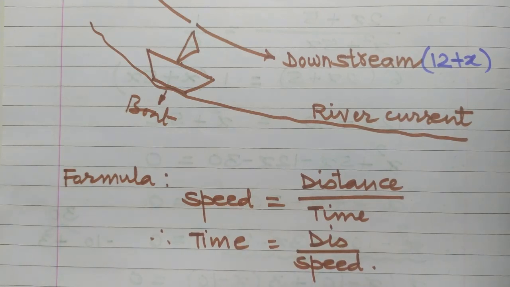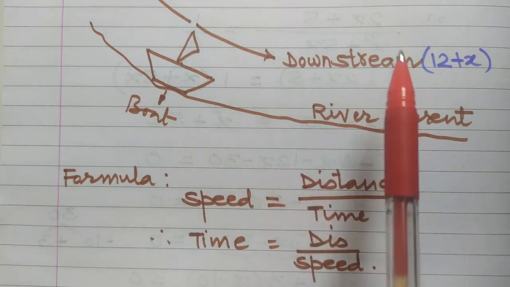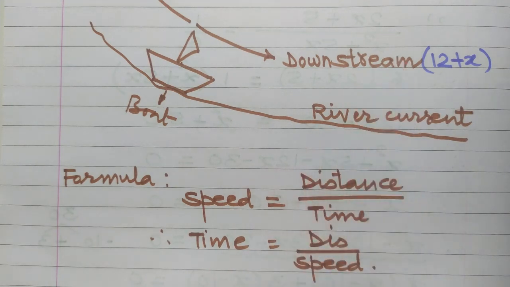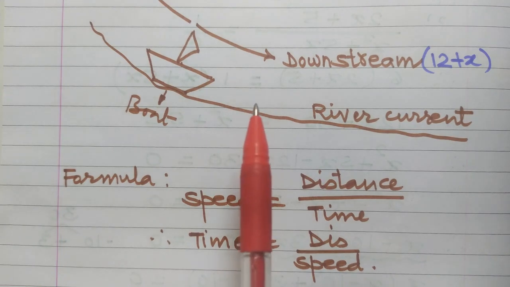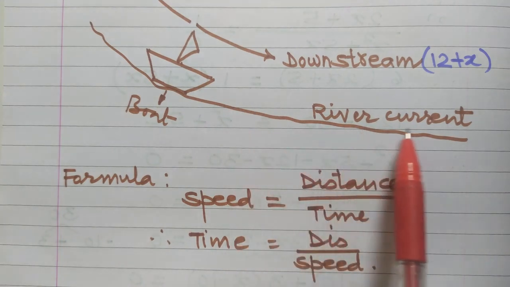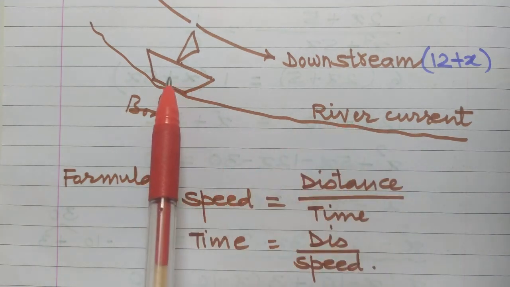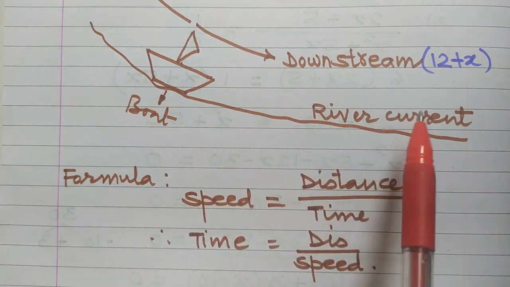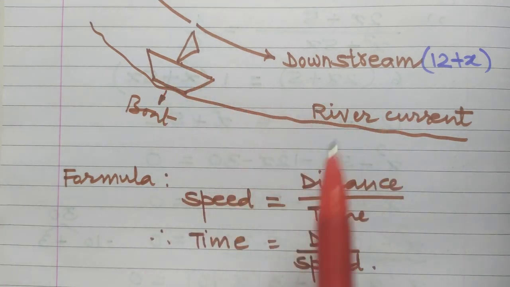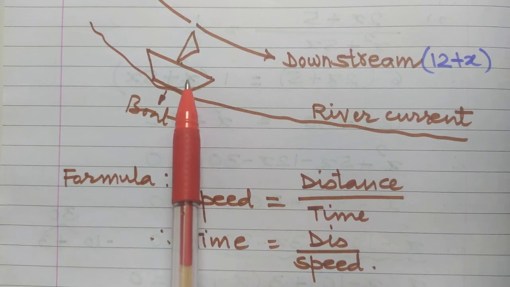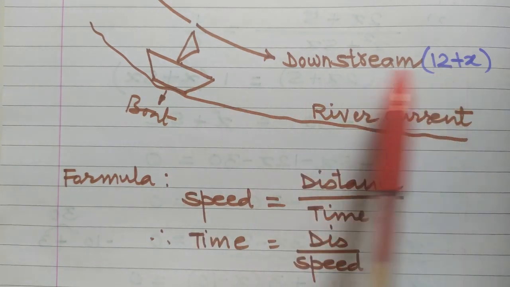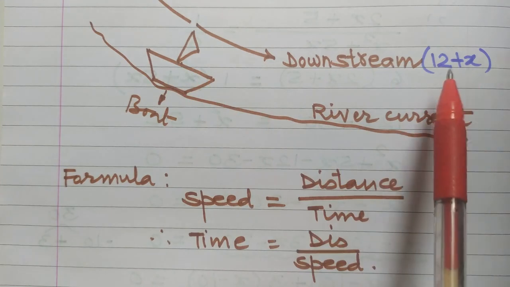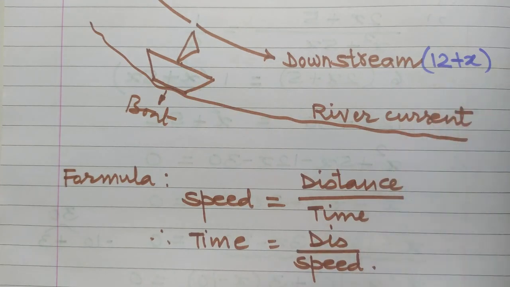In this problem, we have considered the speed of the river current as x and the speed of the boat in still water is 12. So when the boat travels downstream, it will travel much faster. So the speed of the boat in downstream will be 12 plus x.